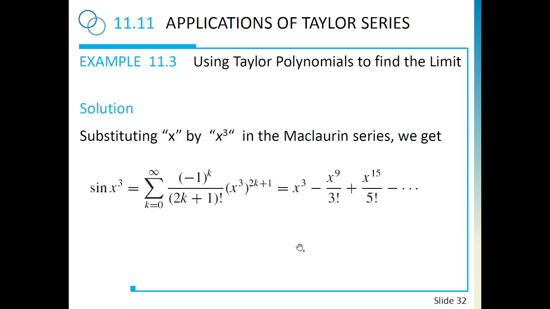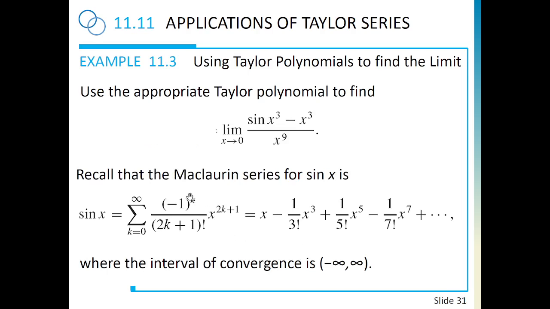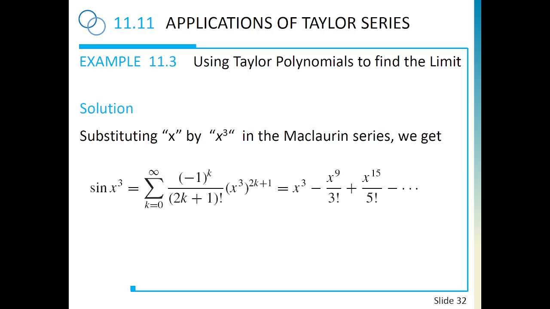So here what we needed is to remember the expansion of the sine in Taylor series, and we needed expansion around 0 because the limit was when x goes to 0. So we need to be careful about that. And then we replaced x by x cubed to have the proper expansion, the proper series for sine of x cubed.